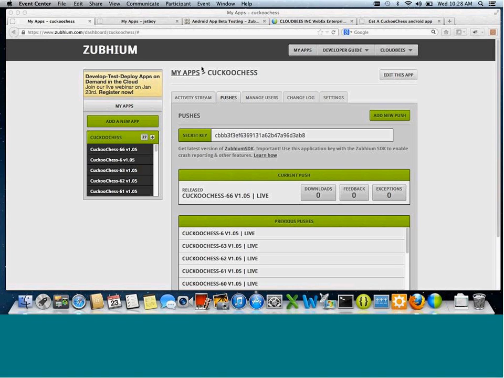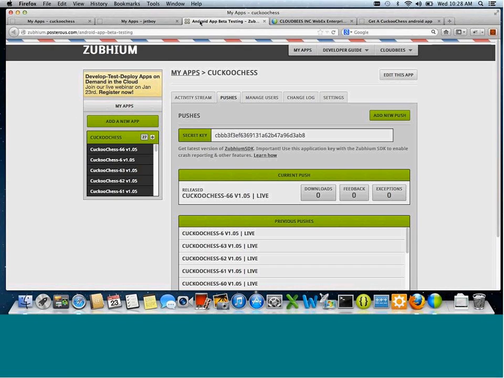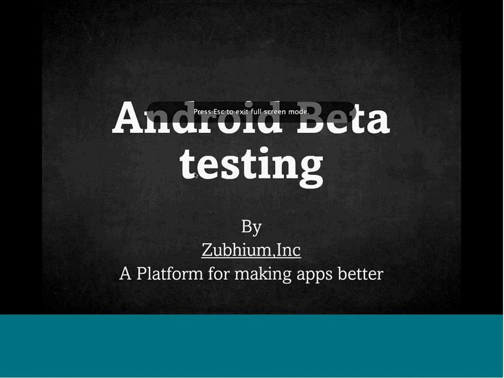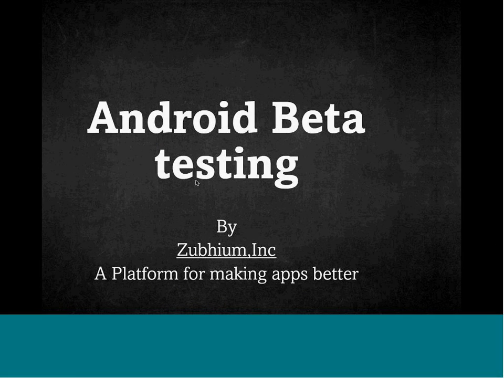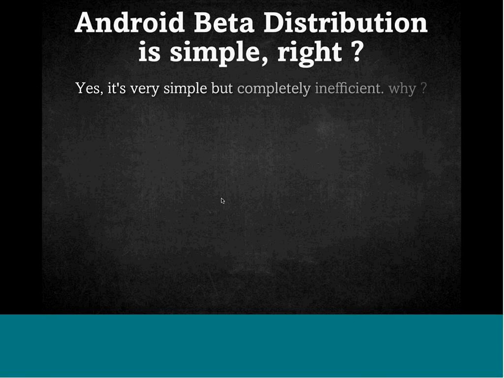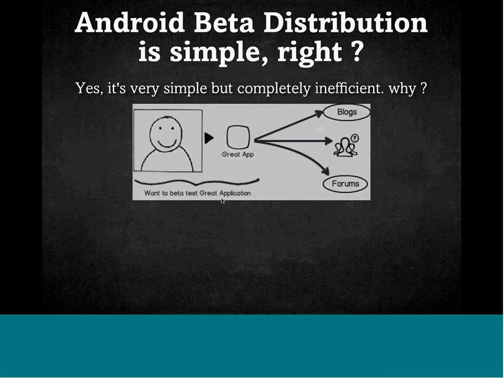explaining the process. As Mark said, our ecosystem is quite fragmented. So let's just quickly go over what the different problems are and how you can make sure that it works across all the different fragments. Usually people say Android beta distribution is extremely simple. Yeah, that's right. It's very, very simple, but it's not efficient.